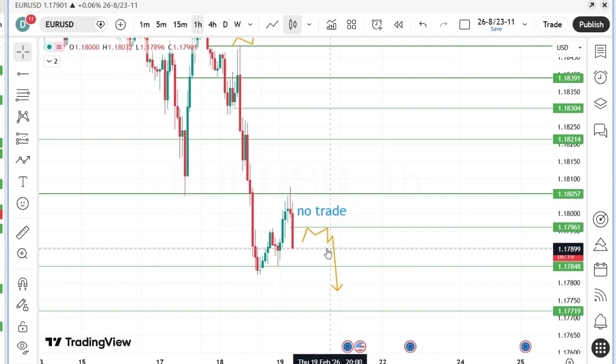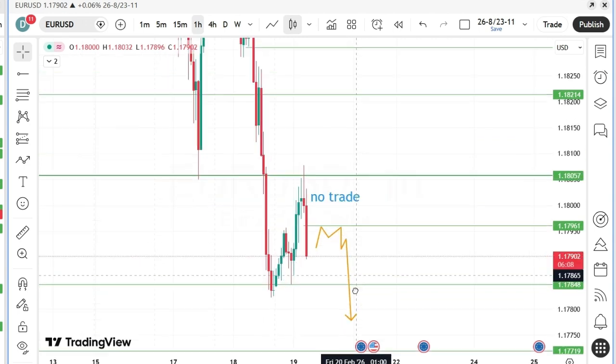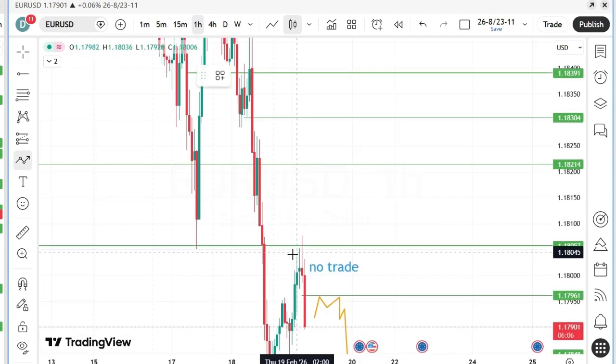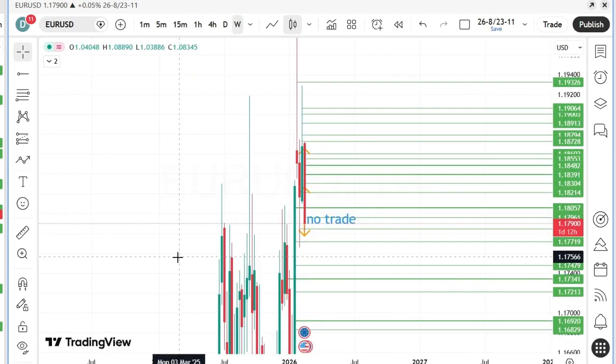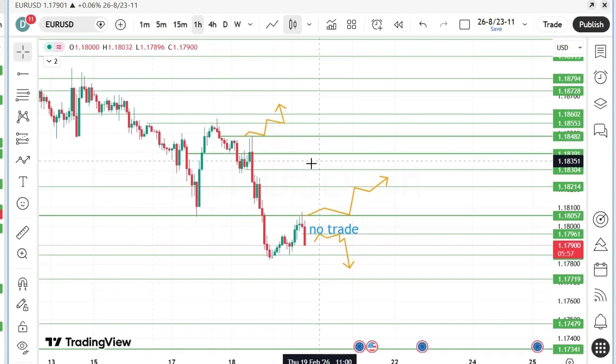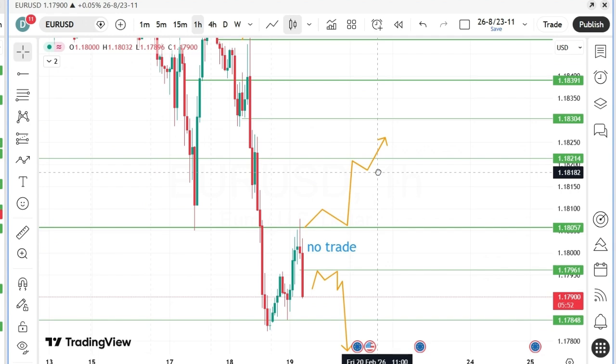So in here we have to look for a resistance, and if it retraces, we have to look for a bearish pattern, and if it gives a breakdown, then we can look for further selling. And above this level we have to look for buying opportunities, but on a weekly basis you can see it is coming down, so chances are it will most probably give us downside moves only. This is very less likely to happen.